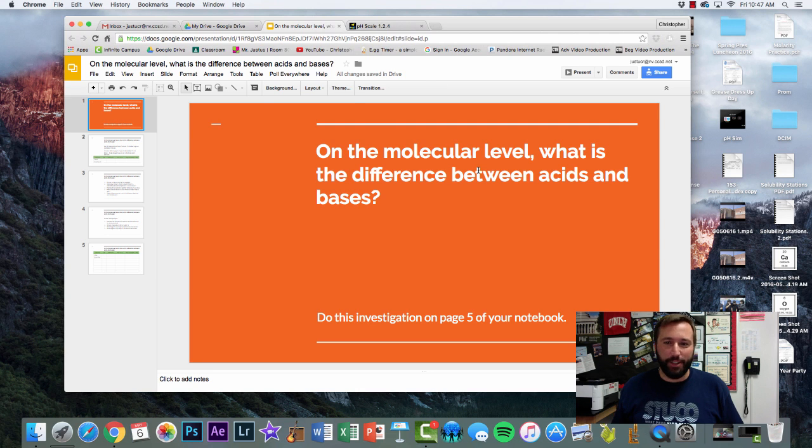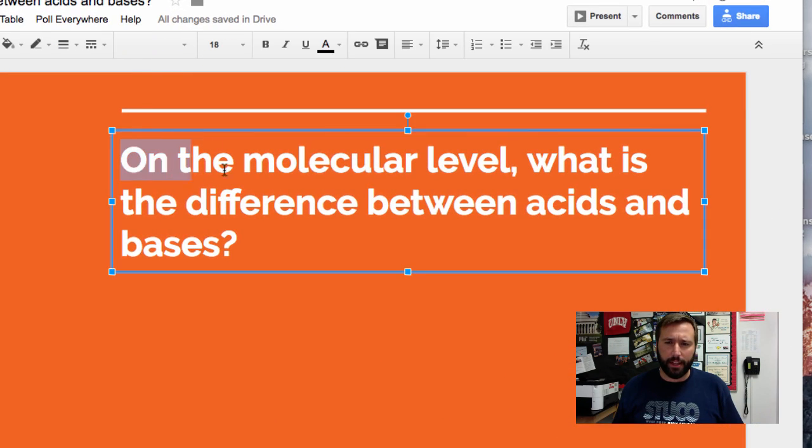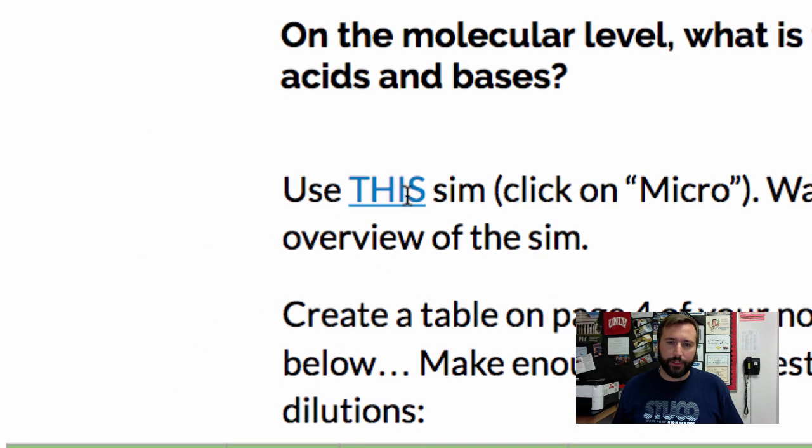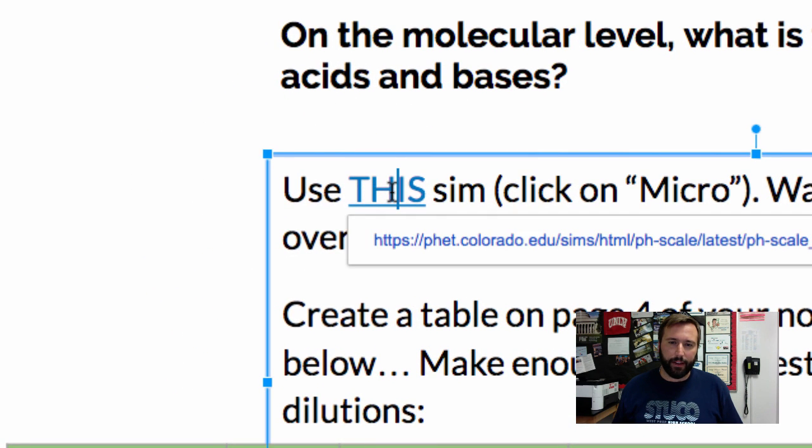All right, I'm going to show you guys how you can set up yourself for success on this investigation we're going to do. So the question that we're going to try to answer is, on the molecular level, what is the difference between acids and bases? And to answer this question, you guys are going to use the sim that we used yesterday. So you can access that through this link right here.